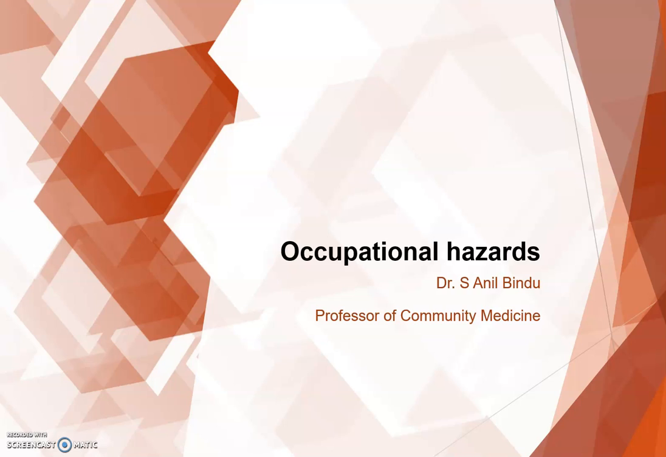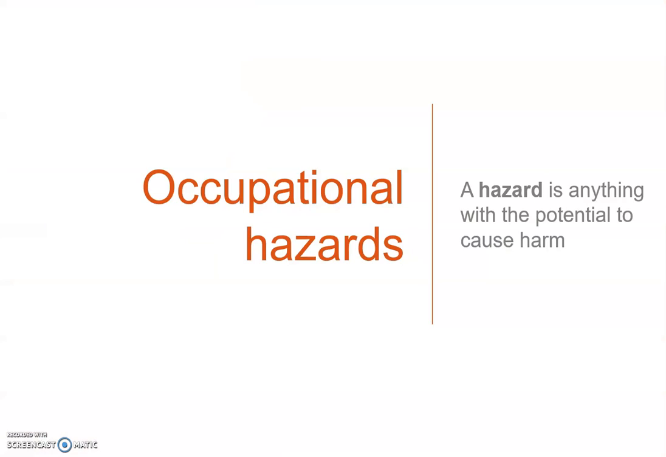Occupational health. Now we are going to discuss what are the occupational hazards that a worker, an industrial worker, may be exposed to in the occupational environment. What is a hazard? A hazard is anything with the potential to cause harm, to animals or man. That is the definition of a hazard in occupational safety and health.